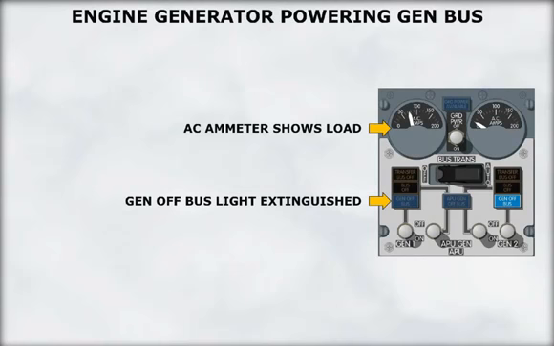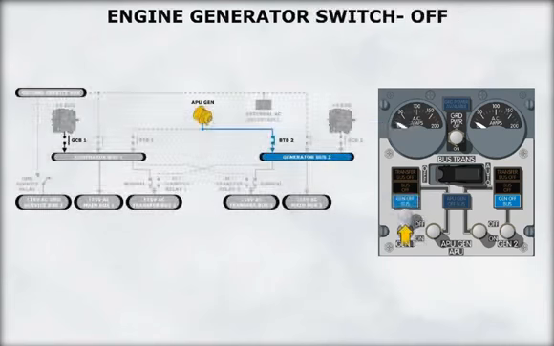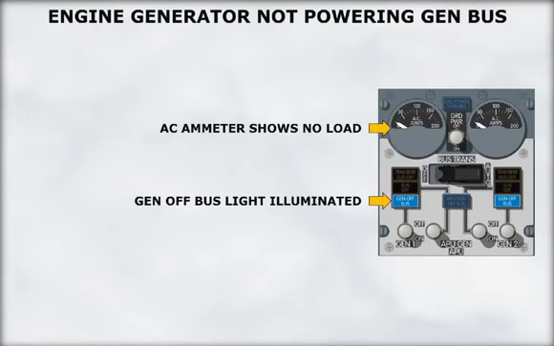The AC ammeter now indicates that there is a load on the generator. The associated bus off light is extinguished, indicating that the generator bus is powered. Positioning the generator switch to off opens the associated generator field. This, in turn, causes the generator breaker to open. The generator off bus light illuminates when the associated generator breaker is open.